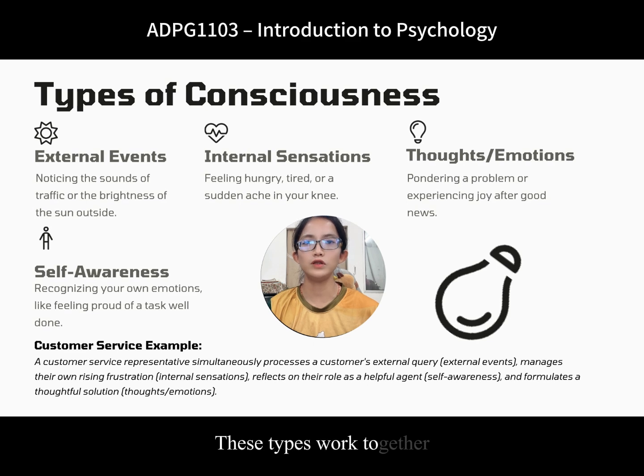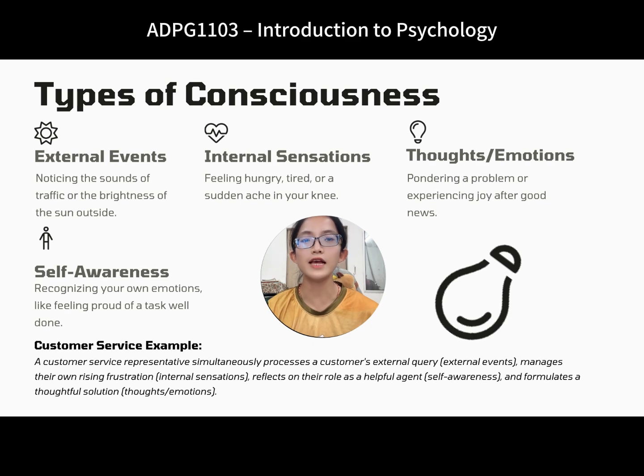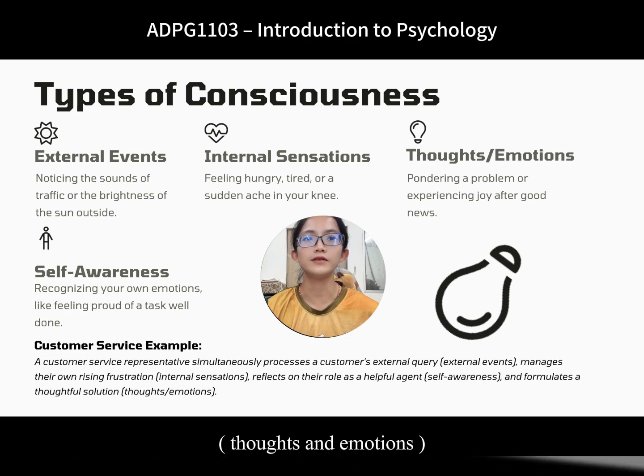These types work together all the time. For example, when I'm helping a customer, I notice their voice. This is called external. I feel my own tiredness, this is called internal. I recognize I need to stay calm, myself, and remind myself to speak politely. Thought and emotion.